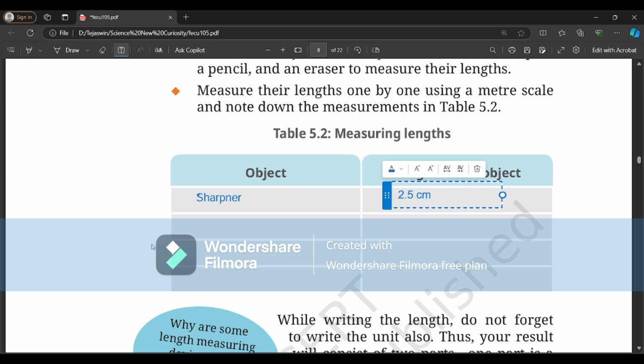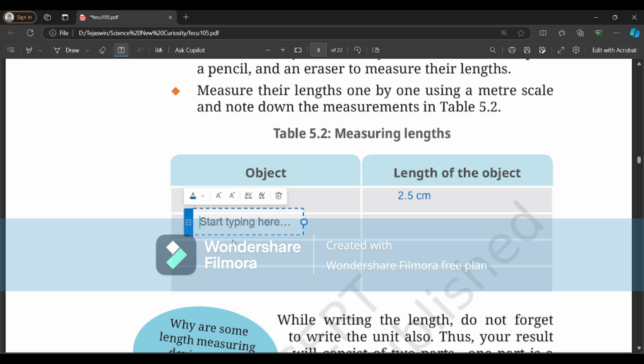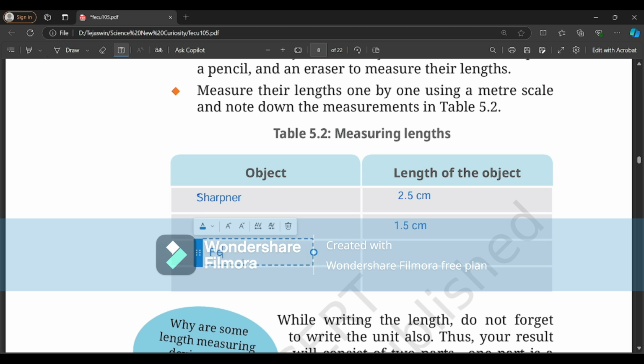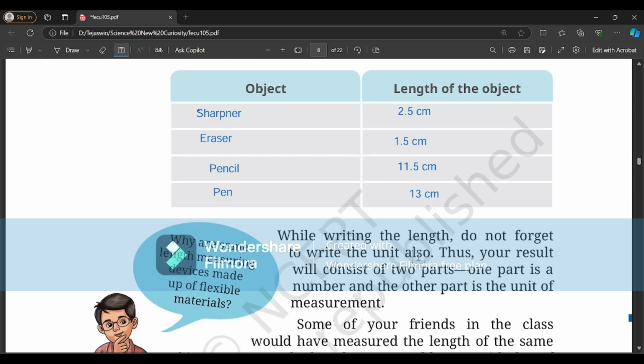You will write the unit also. Next, you have an eraser. Eraser is how much? For example, if it is 1.5 centimeter. Then you have a pencil. What is the length of the pencil? If you measure, for example, we take it as 11.5 centimeter. And then you have a pen also. So for the pen, what is the measurement? It is 13 centimeter. Okay. So while writing the length, do not forget to write the unit also.